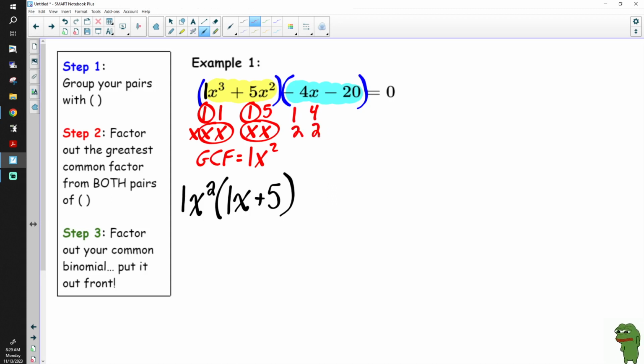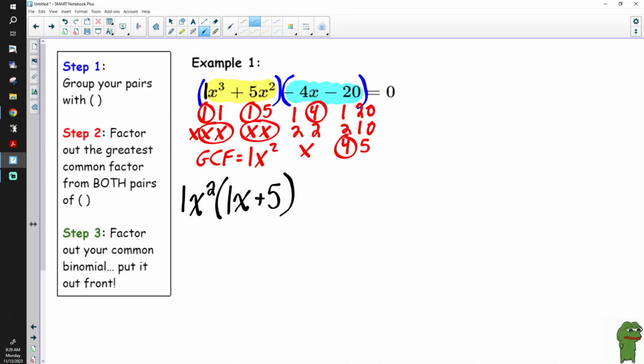Yeah, we're just going to treat it like a positive 4 for now. And I have an x. The factors of 20 are 1 and 20, 2 and 10, and I heard 4 and 5, and we didn't have any x's. So what's my greatest common number? 4.